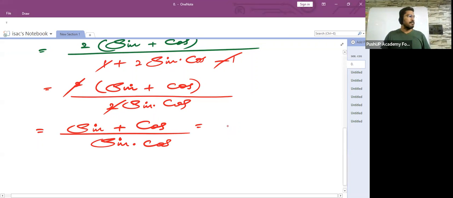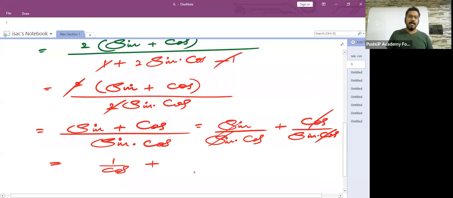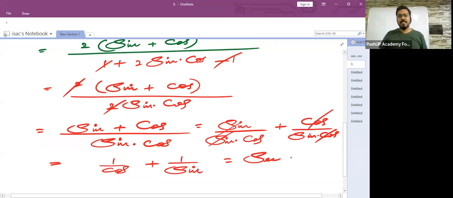Sine divided by sine into cos plus cos divided by sine into cos. What will happen next? Sine and sine will get cancelled. You will get 1 divided by cos plus cos and cos will get cancelled, 1 divided by sine. What is 1 by cos? 1 by cos is sec and 1 by sine is cosec, and hence you get the answer. This is the required RHS.